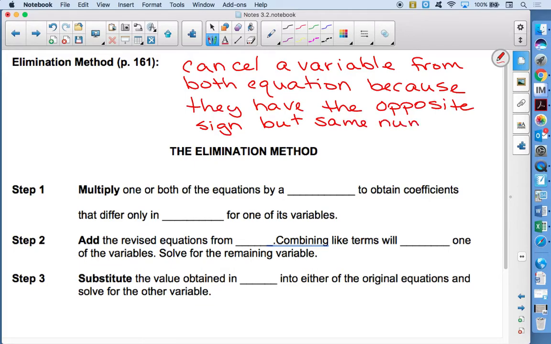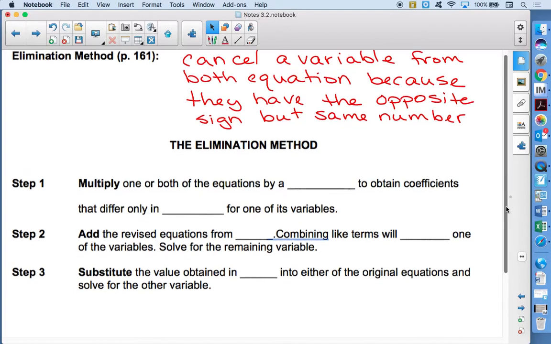Same number. So you could say they have the same number with opposite signs, that might make more sense. So that means I'm looking for a 3 and a negative 3, a 5 and a negative 5, an 18 and a negative 18. That's how they eliminate. So something cancels or eliminates because it's the same number with the opposite sign.